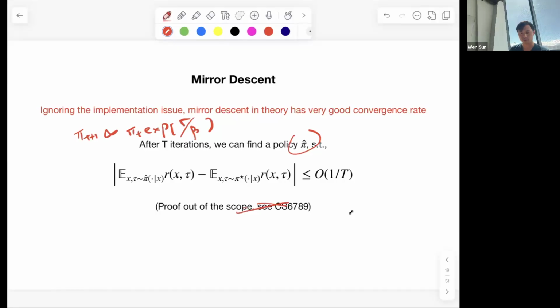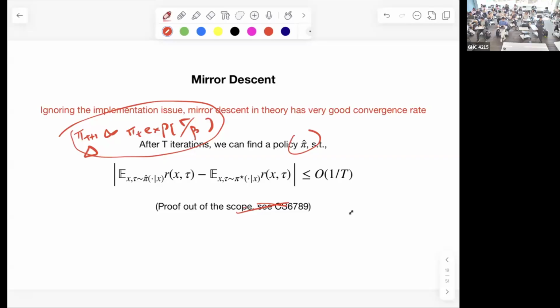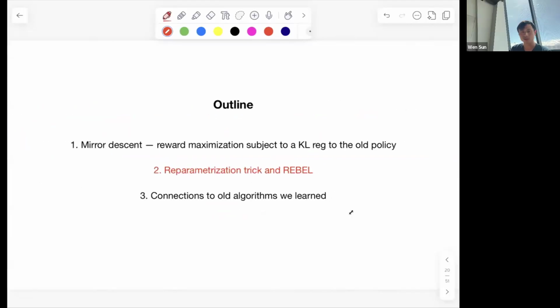Conceptually, it's a very good algorithm. If you're willing to do this analytical closed form update, then we are good. But the problem is that we can't really do this. You kind of have to implement this in your computer in some parameterized form so that it can generate tokens, and we can't just be happy with the analytical form of mirror descent. So that leads to the second part of today's lecture. Let's do the reparameterization trick again, and let's talk about the REBEL algorithm.